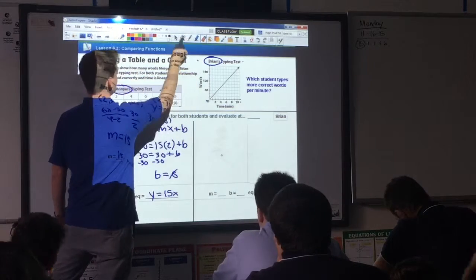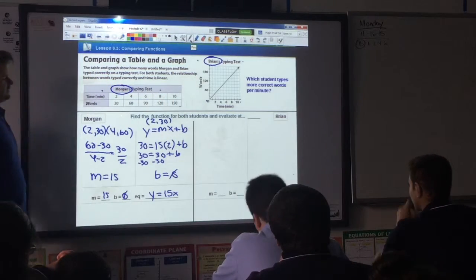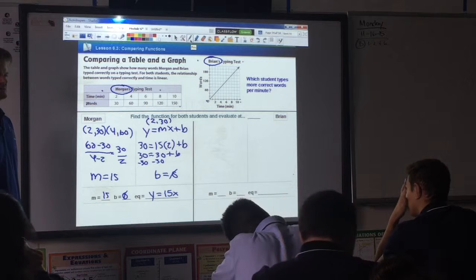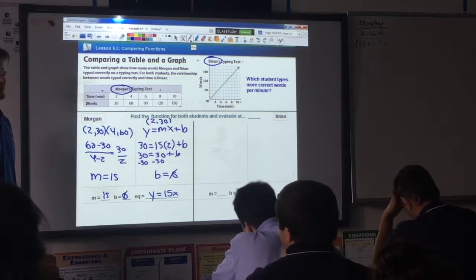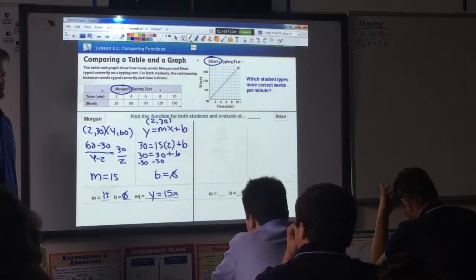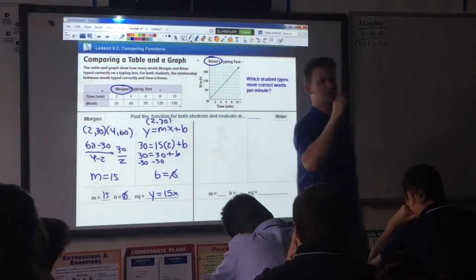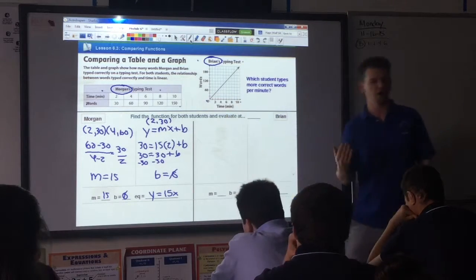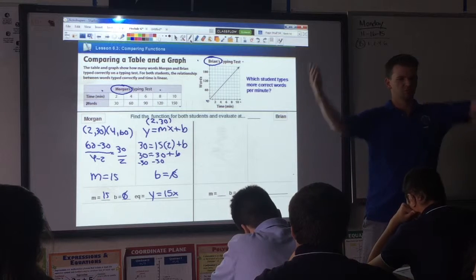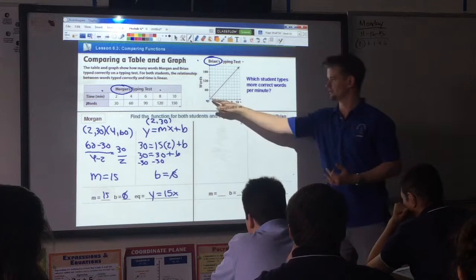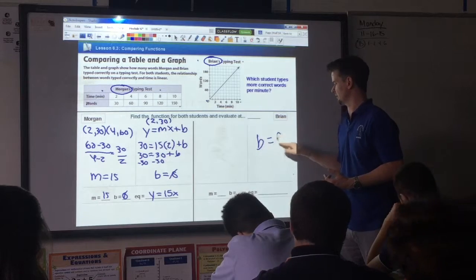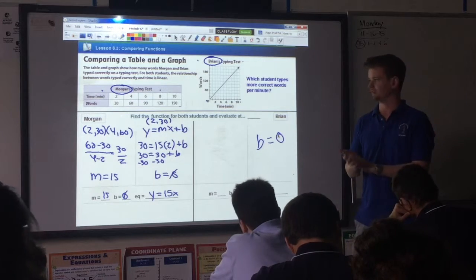Now, I need the rule for who? Brian. So I need the rule for Brian. Looking at the graph, is this a proportional relationship, yes or no? Yes, it is, because the line goes through the origin. It goes through 0, 0. So just because it goes through 0, 0, do I already know my y-intercept? Yes. What's the y-intercept? 0. Because it goes through the origin, my y-intercept is 0. That's done. Now I just need to find the slope.